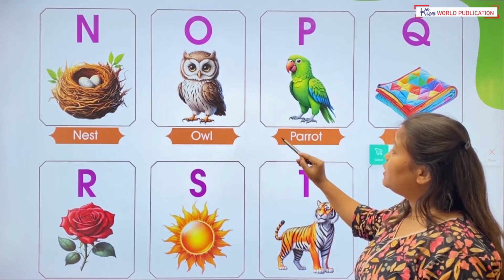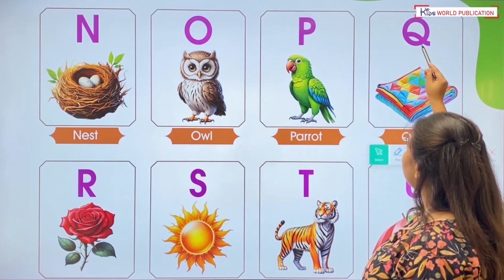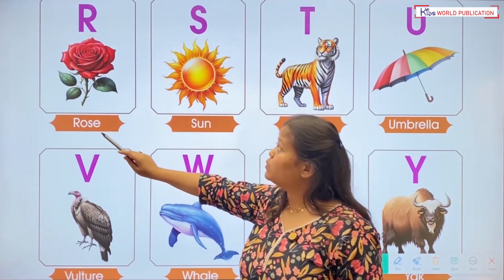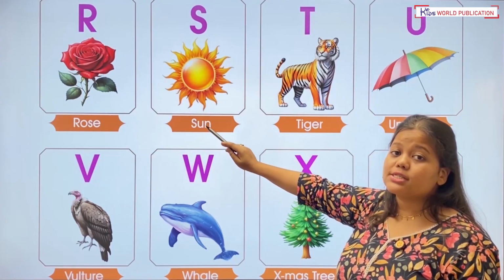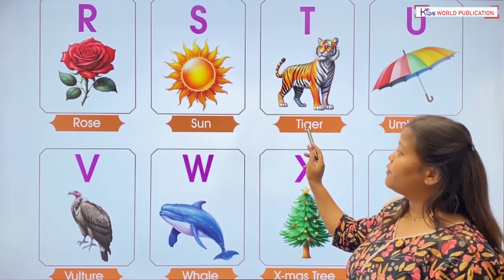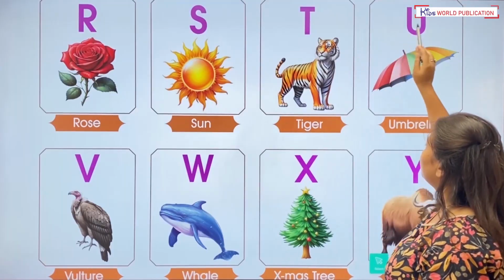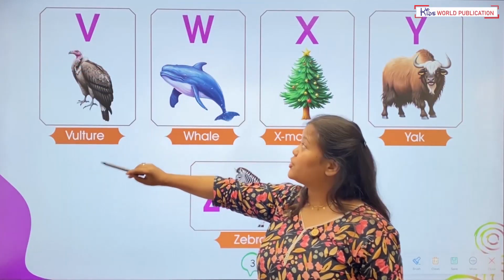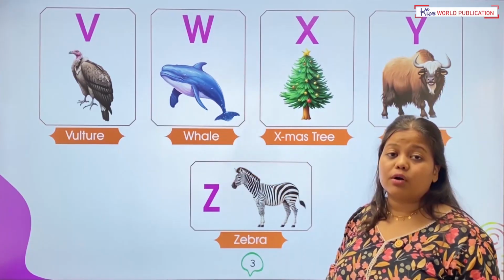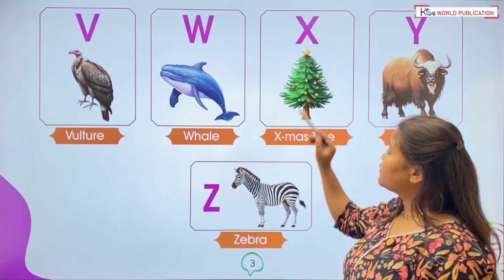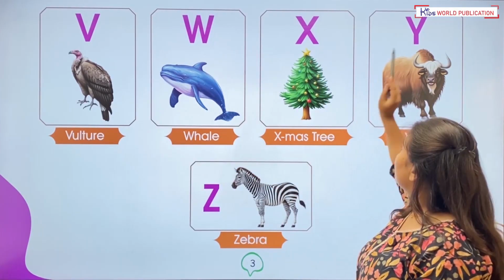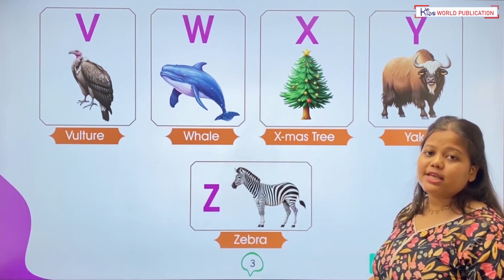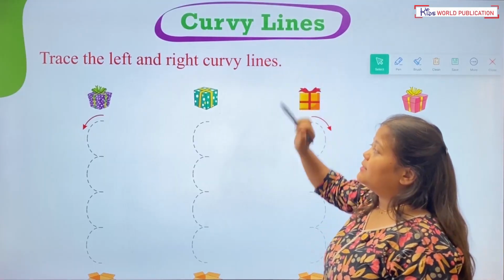P. P for parrot. Q. Q for quilt. R. R for rose. S. S for sun. T. T for tiger. U. U for umbrella. V. V for vulture. W. W for whale. X. X for Xmas tree. Y. Y for yak. Z. Z for zebra.